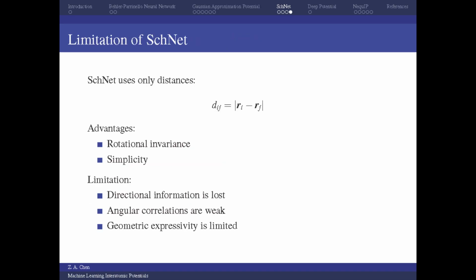Compared with Behler-Parrinello, SchNet no longer relies on manually designed descriptors. Instead, the model learns representations automatically. This is one of the most important conceptual shifts in modern MLIPs. However, SchNet still has a limitation. It only uses distances. As a result, angular and geometry information may not be represented efficiently. This limitation motivates the development of equivariant models.